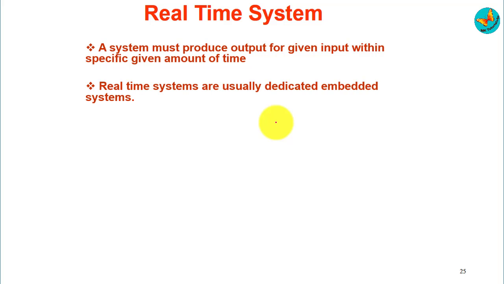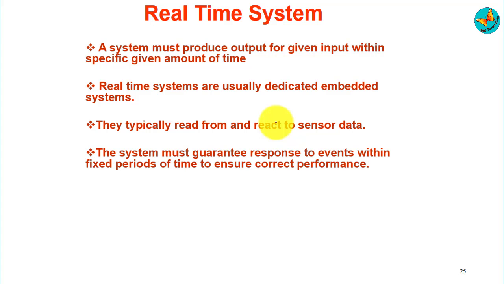Now, these are usually dedicated embedded systems, and they typically read from and react to sensor data. The system must guarantee a response to events within fixed periods of time to ensure correct performance. And there are two types of real-time operating system.